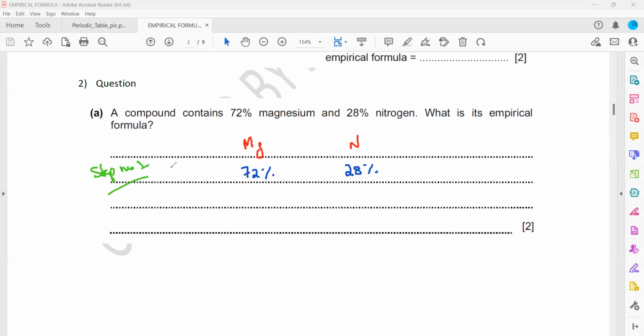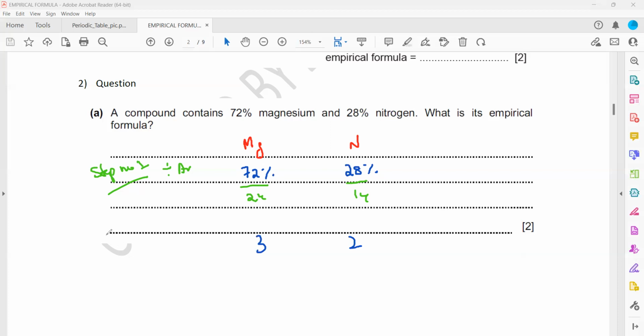Divide by atomic mass. So we'll divide both of them by relative atomic mass. Magnesium is 24 and nitrogen is 14. So when we divide 72 by 24, it's 3. And for nitrogen, it is 2. Then what is our step 2?